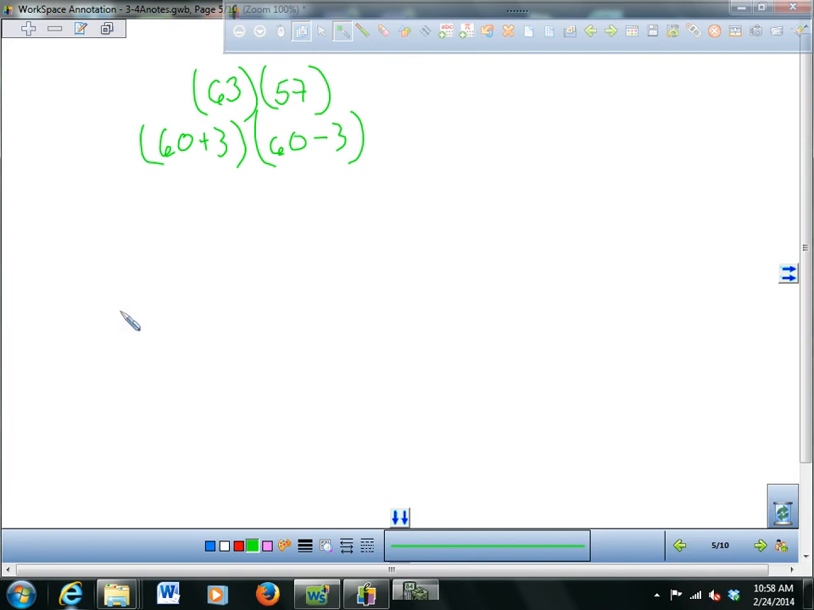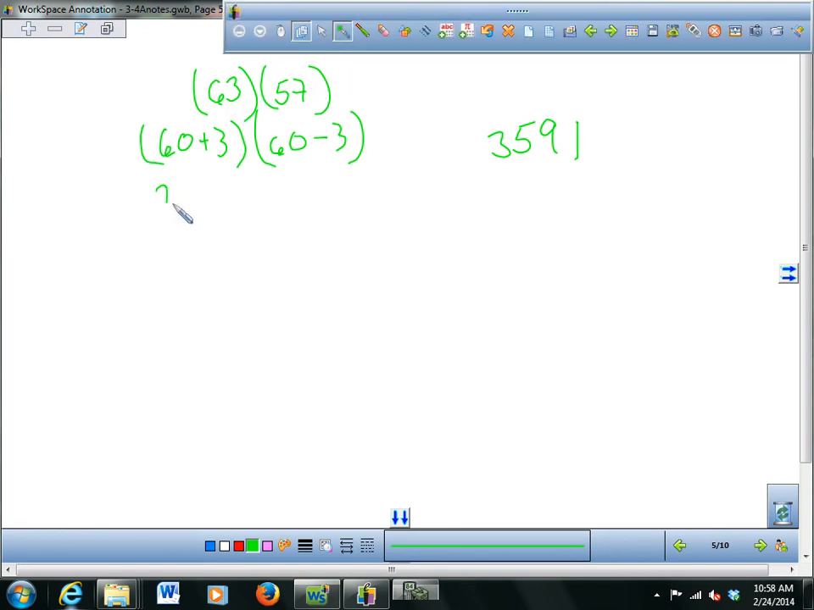3591? Is that right? I believe Aiden is correct. Good job. You can show your parents how fast you can do that. So what Aiden just did, he does 3,600 minus 9, which gives you this. 60 squared minus 3 squared would give you 3,591. Pretty cool, huh?